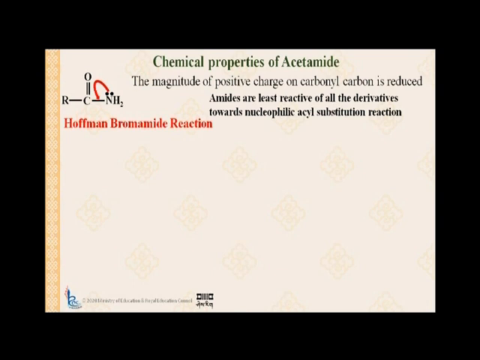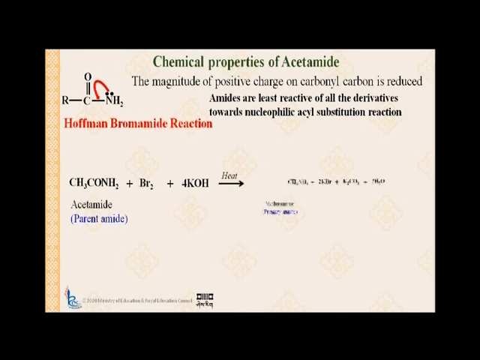Okay, now one specific example of a chemical property of acetamide is Hofmann's bromamide reaction. Let's say you have acetamide. When acetamide is reacted with, or heated with, bromine in the presence of alkali, for example potassium hydroxide, then we get a primary amine along with some other products. Now the production of this primary amine from acetamide when it is heated with bromine and potassium hydroxide is known as Hofmann's bromamide reaction.